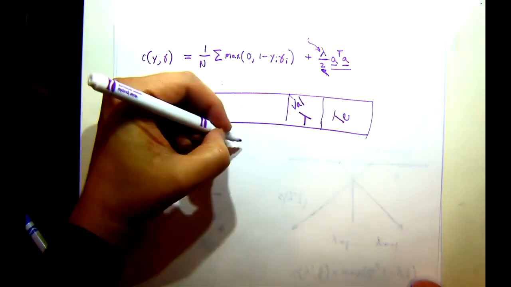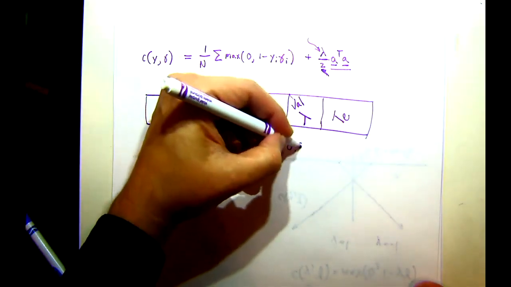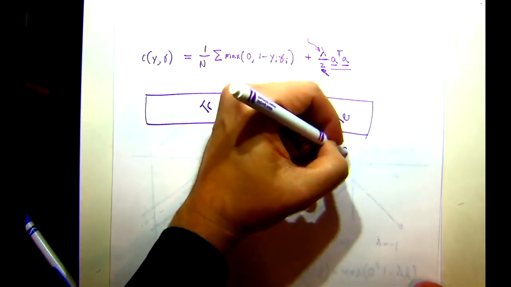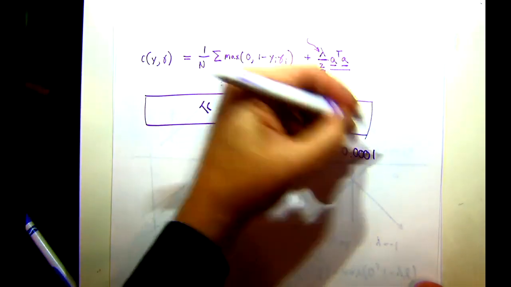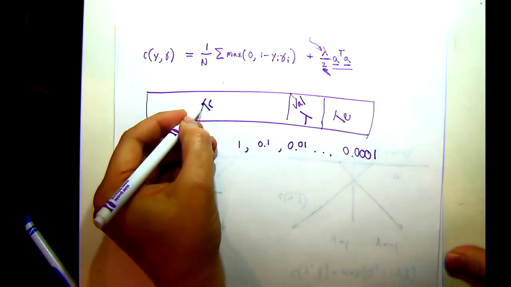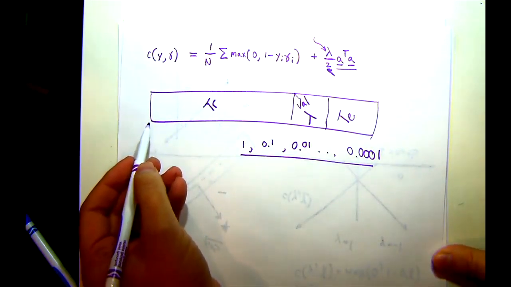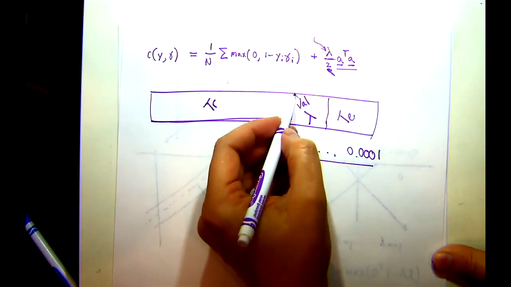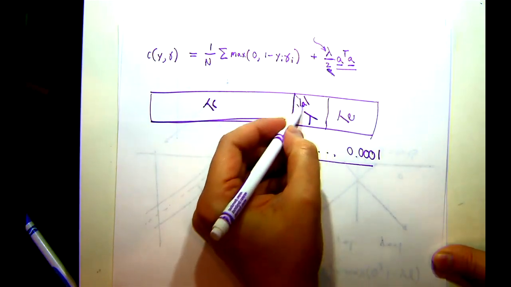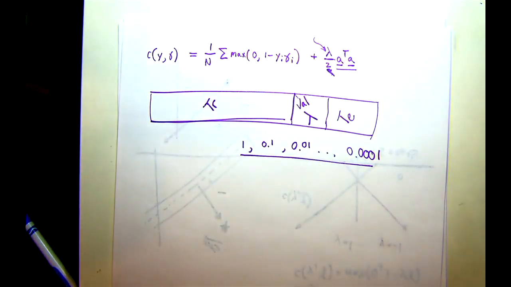Typically, they're things like 1, 0.1, 0.01, down to, I don't know, maybe a little smaller. So you usually take orders of magnitude right around 1. And then for each one of these values, we'll train a separate model on this training data, and then we'll use this validation data to determine which lambda we like the most.